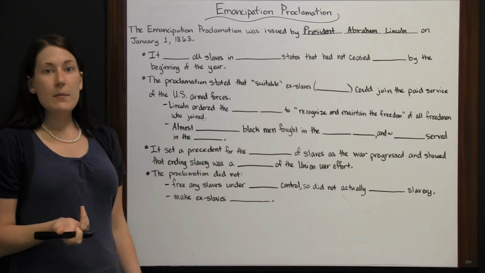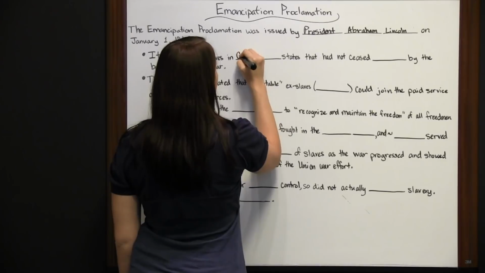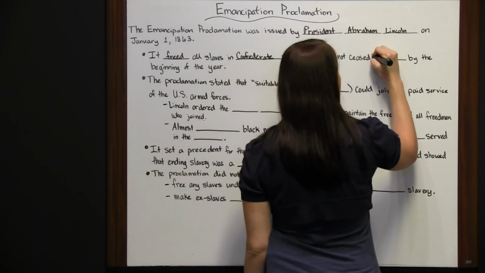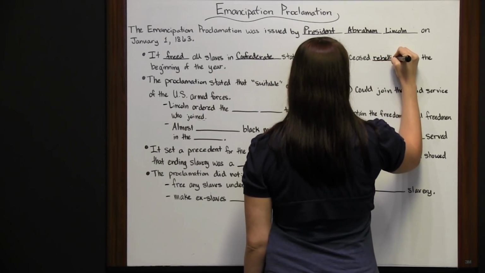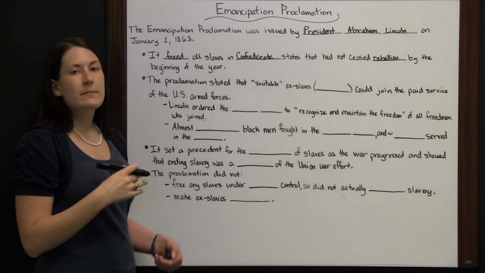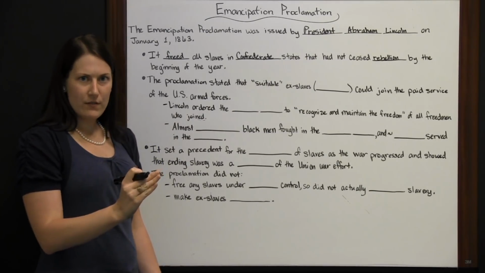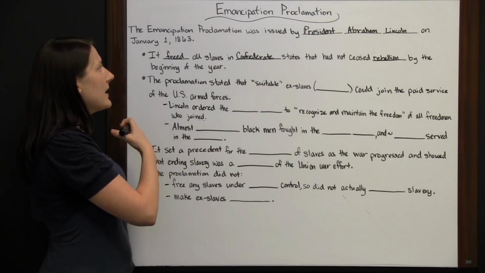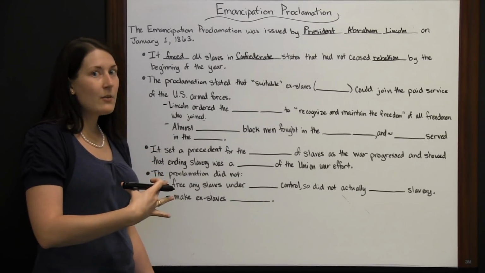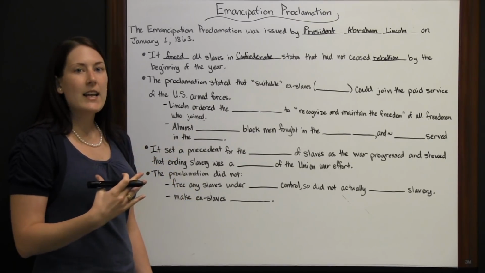Now, the Emancipation Proclamation freed all slaves in Confederate states that had not ceased rebellion by the beginning of the year. So, Lincoln had issued a pre-proclamation. He had said, I will be issuing a proclamation on the 1st of the year. If by the time that January 1st rolls around, you haven't stopped rebelling, you haven't come back and joined the Union, then you will be subject to this proclamation. And he told all of the states that in September.